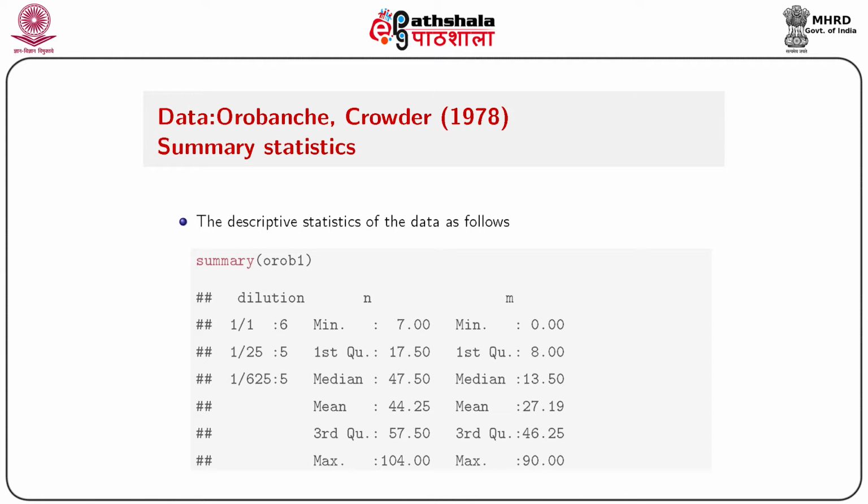We can first get the descriptive statistics of the data by summary of orob1, and then you will get the mean, the first quartile, median, third quartile, and maximum of n and m. The three different dilution factors are there: 1 by 1, 1 by 25, and 1 by 625, and those are 6, 5, and 5 times.